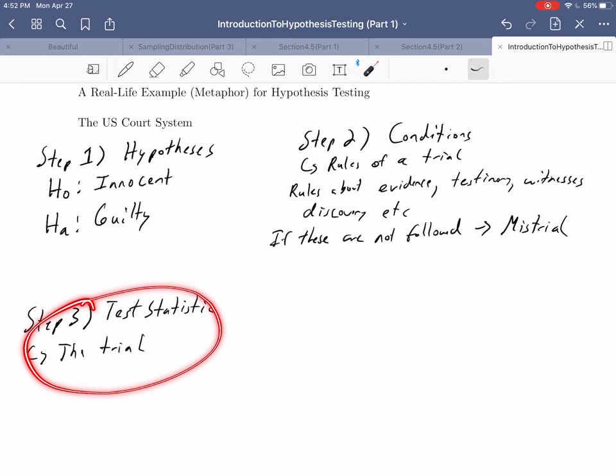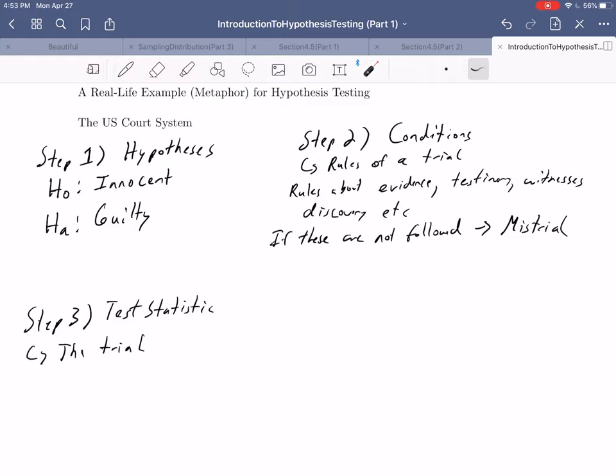And the idea is that the trial tells us, based on the information we're hearing and the assumption that this person is innocent, how extreme are these results? If we hear all this evidence, is it really extreme under the assumption that somebody's innocent? Or is it so extreme that we can't believe they're innocent and we have to go with the claim that they're guilty? So the actual computation in a court case really takes place during the trial.